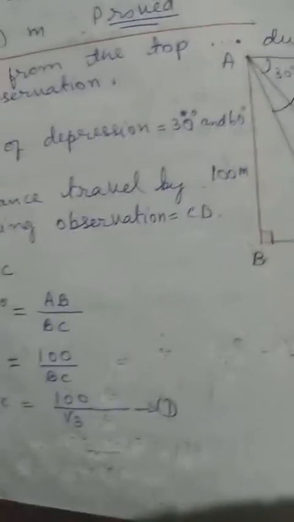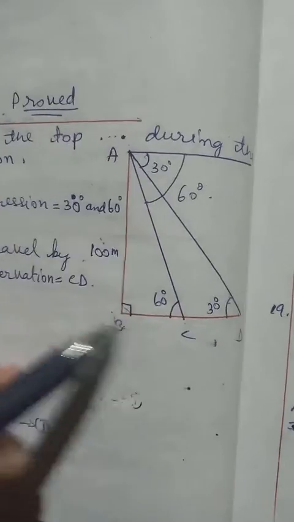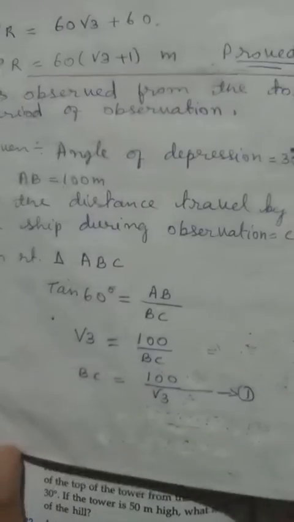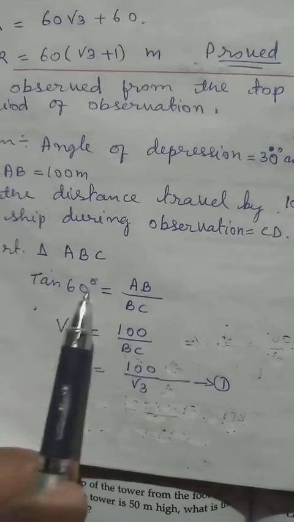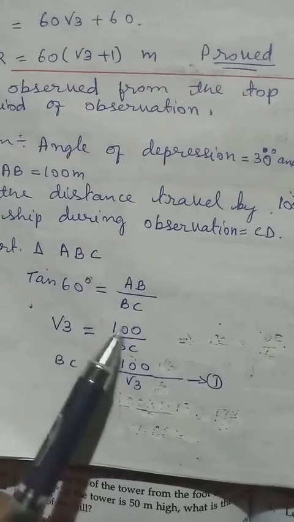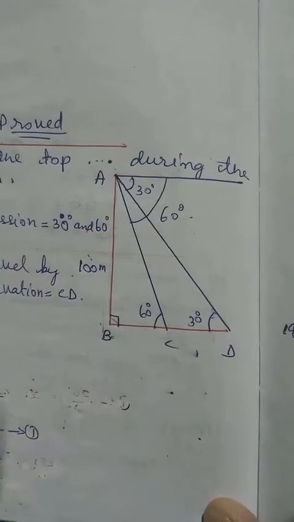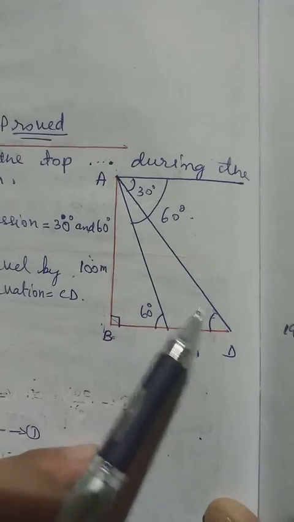After drawing it nicely, let us try to solve it. Since we know this one is 100 meter, let us first use ABC. Here we have 60. Tan 60 will be AB by BC. AB we know is 100, so we replace that. Tan 60 we know is root 3. We can cross multiply, and BC is 100 by root 3. Next we take the other one, ABD, where we now have tan 30.